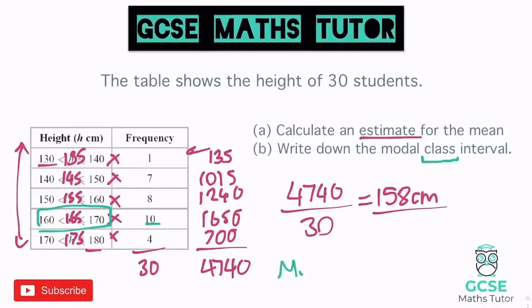So the modal interval is that exact thing there, and I just write it down word for word, 160 to, what was in the middle, h in this instance, to 170. And that would be my modal class interval just there.